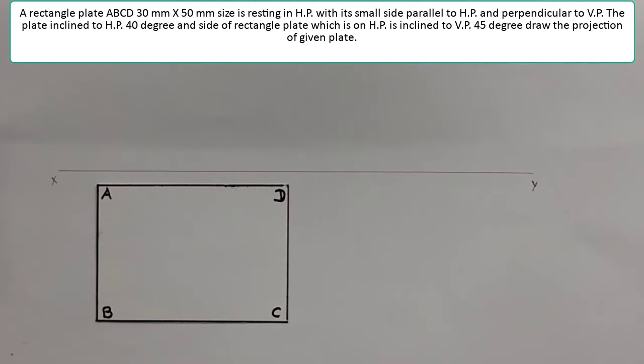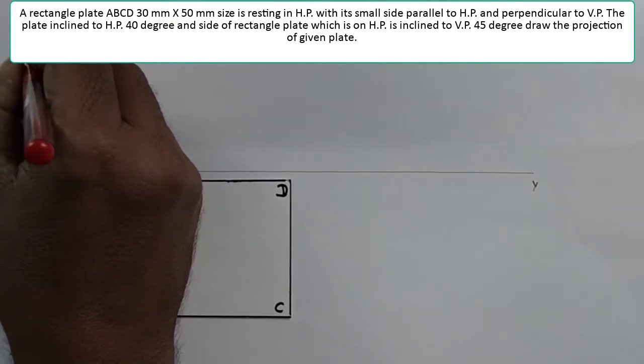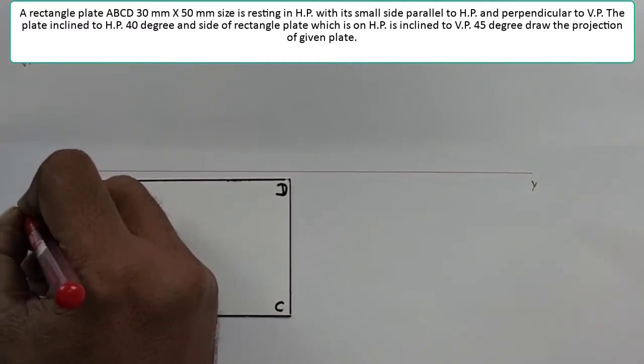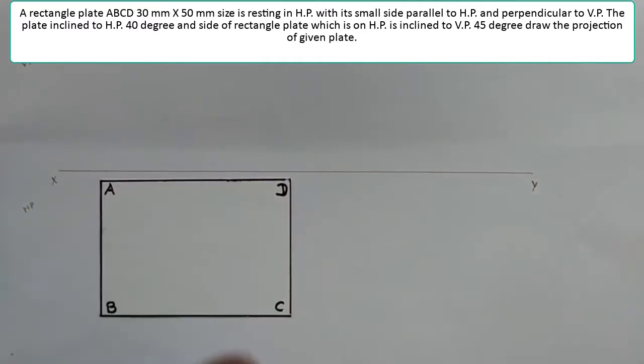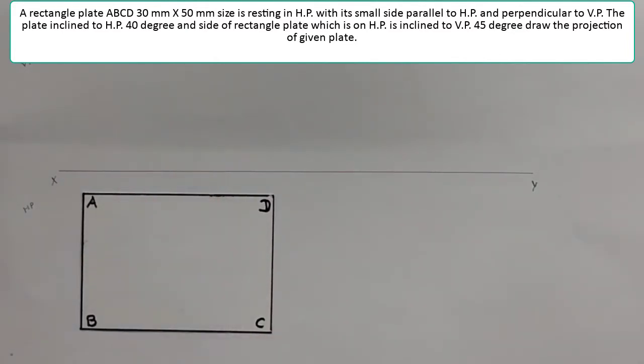So today we are working in first angle system. Our vertical plane is above the XY line, and the HP plane is below the XY line. And your rectangular plate, 30 by 50 mm, is resting on HP with one side AB perpendicular to VP. So it is called stage number 1.